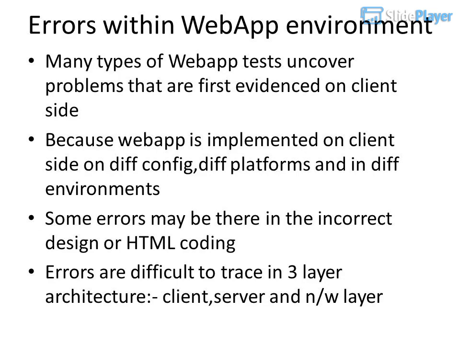Many types of web app tests uncover problems that are first evidenced on the client side. Because the web app is implemented on the client side on different configurations, different platforms and in different environments, some errors may be there in the incorrect design or HTML coding. Errors are difficult to trace in a three-layer architecture: client, server and network layer.